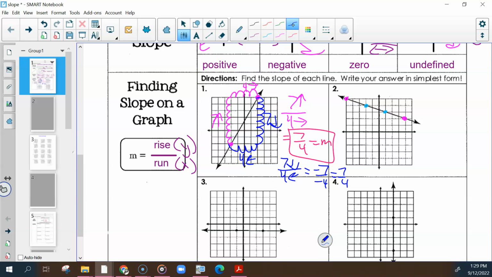So let's say I was doing this just to the small ones. So I'd be going down 1 to the right 3. What would my slope be there? If I go down 1 to the right 3. What would your slope be? Not 3. Because we're dividing, it wouldn't be 3 if we're dividing by 3.